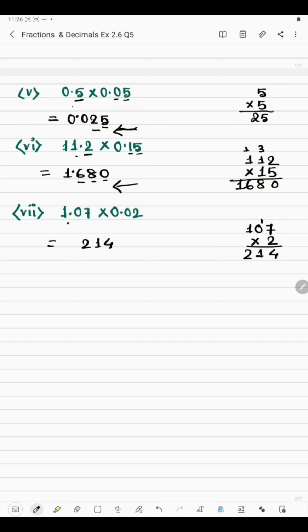Now see, here after the decimal there are 2 digits and here also after the decimal there are 2 digits. That means we will have to put the decimal in such a way that after the decimal there will be 4 digits, because 2 plus 2 is 4. So 1, 2, 3, and at the fourth place you will have to put 0. After putting 0 you will get 4 places, and then you put the decimal. So the answer of the seventh part will be 0.0214.